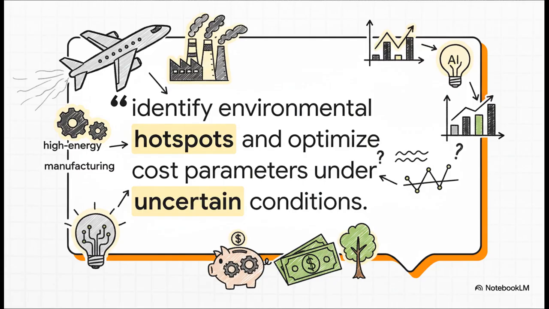A recent study from 2023 found that by using AI, designers can now pinpoint those environmental hotspots we talked about, things like really high-energy manufacturing processes, and they can optimize costs around them even when the data isn't perfect. And what does that mean? It means we can build jets that are not only cheaper to operate over their entire lifetime, but are also way more sustainable. That's a huge win-win.